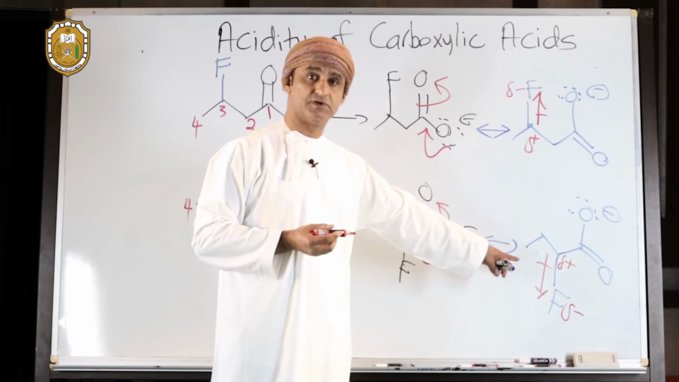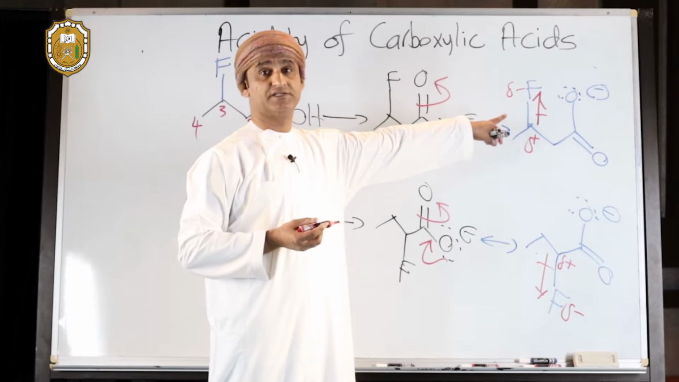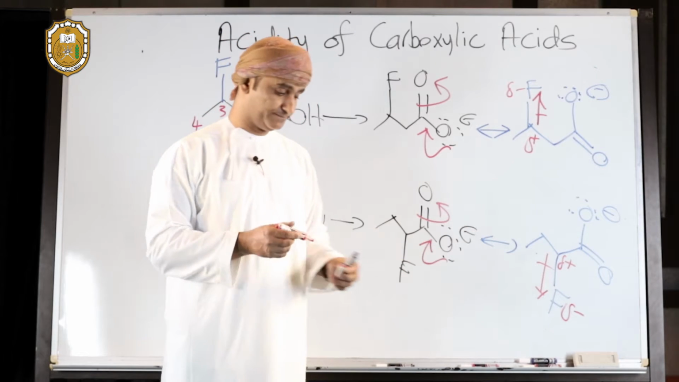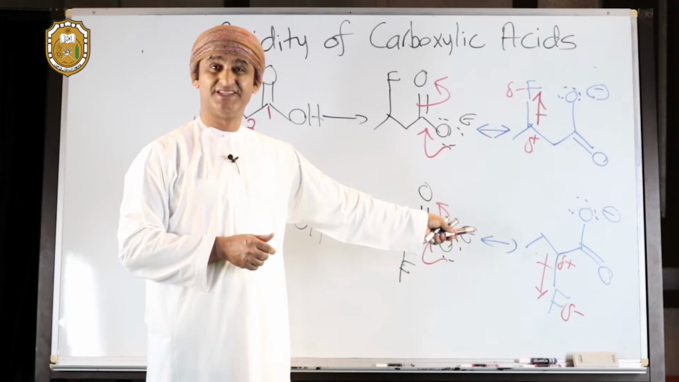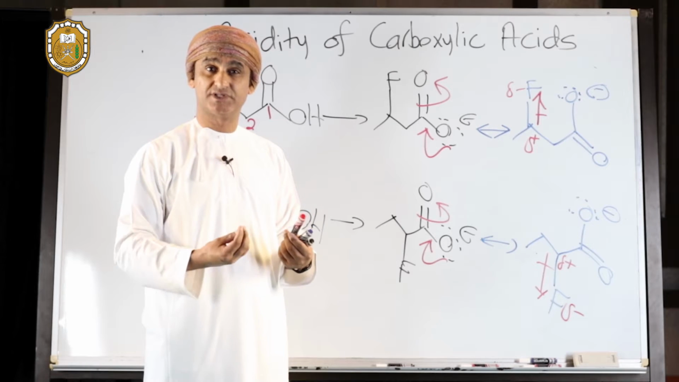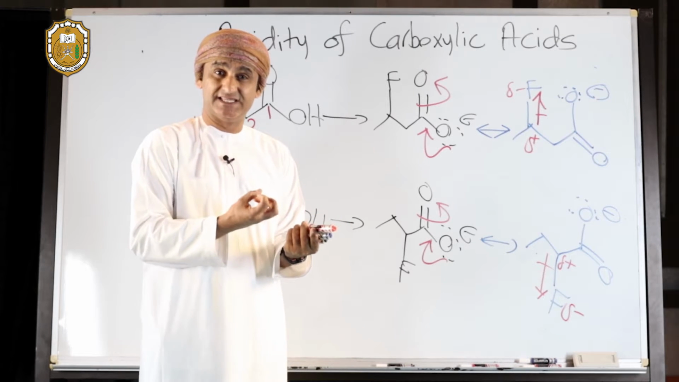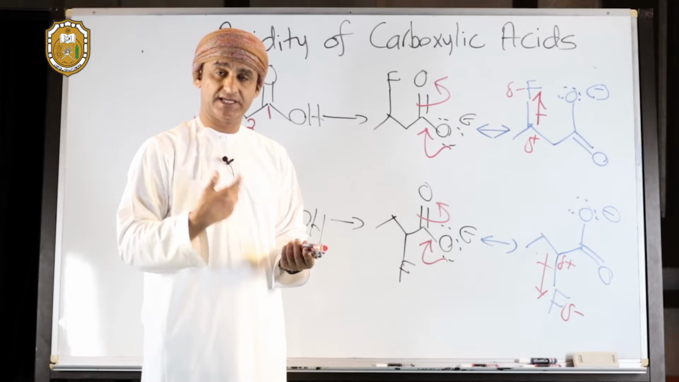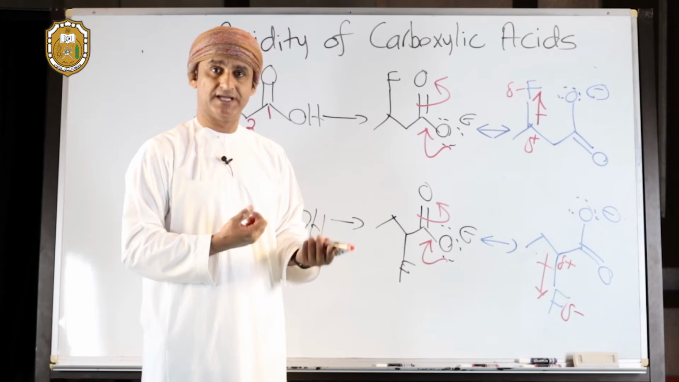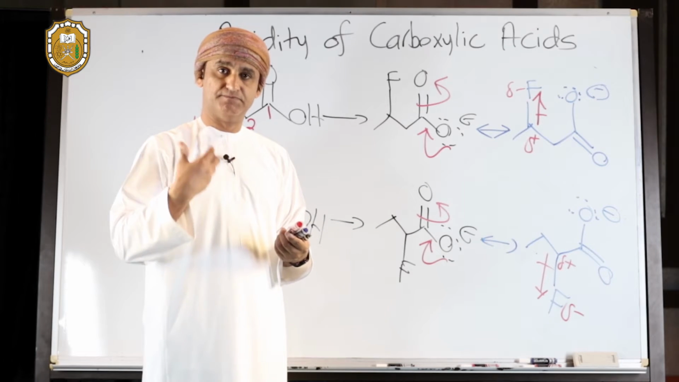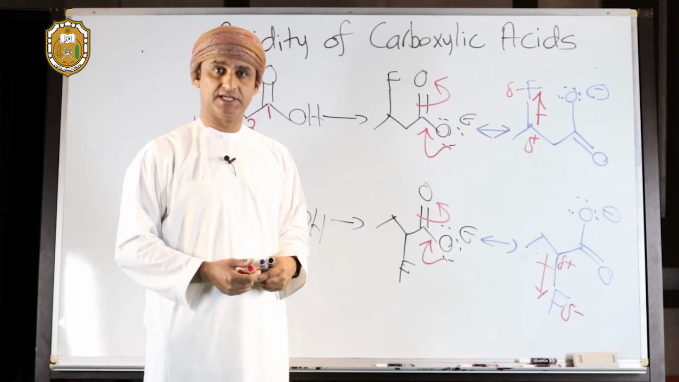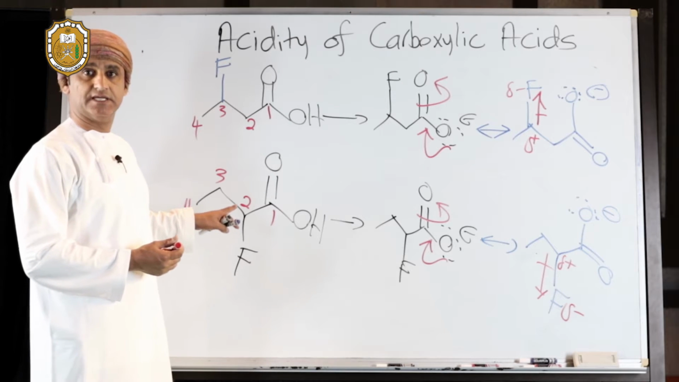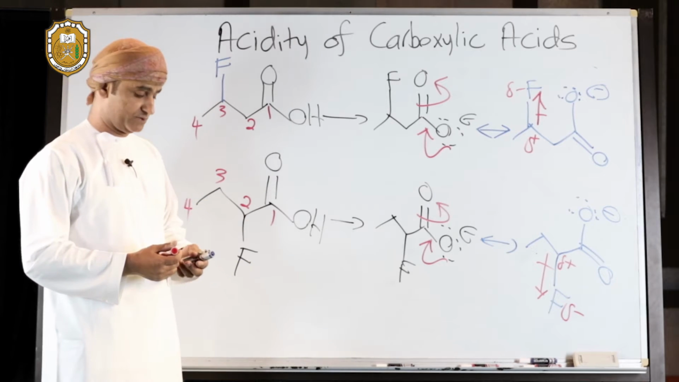But this inductive withdrawal is actually stronger than that inductive withdrawal, or this inductive effect is stronger than that inductive effect. That's because it is closer. This inductive withdrawal is closer to the carboxylate. Therefore, its withdrawal ability will be much more efficient. Its ability to withdraw electrons or the negative charge on the carboxylate would be better. And this would result in greater stabilization of the conjugate base. And therefore, 2-fluorobutanoic acid is actually more acidic than 3-fluorobutanoic acid.